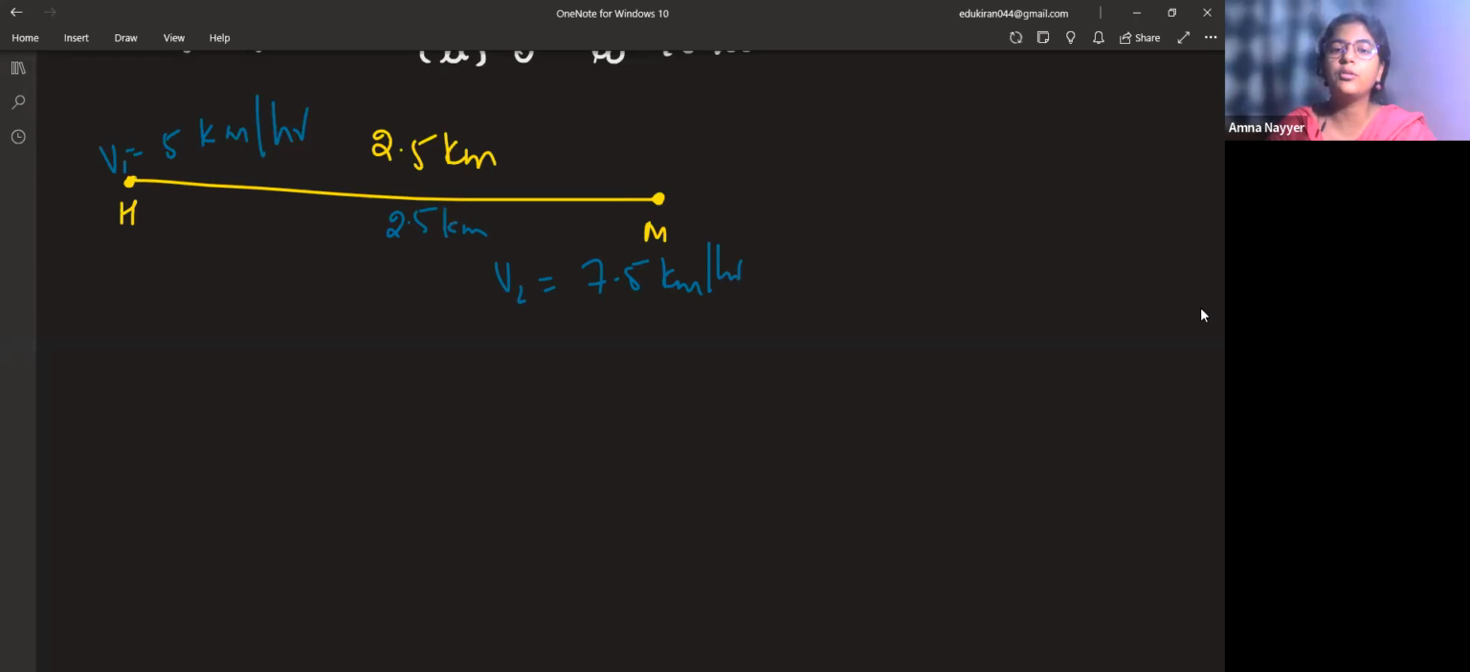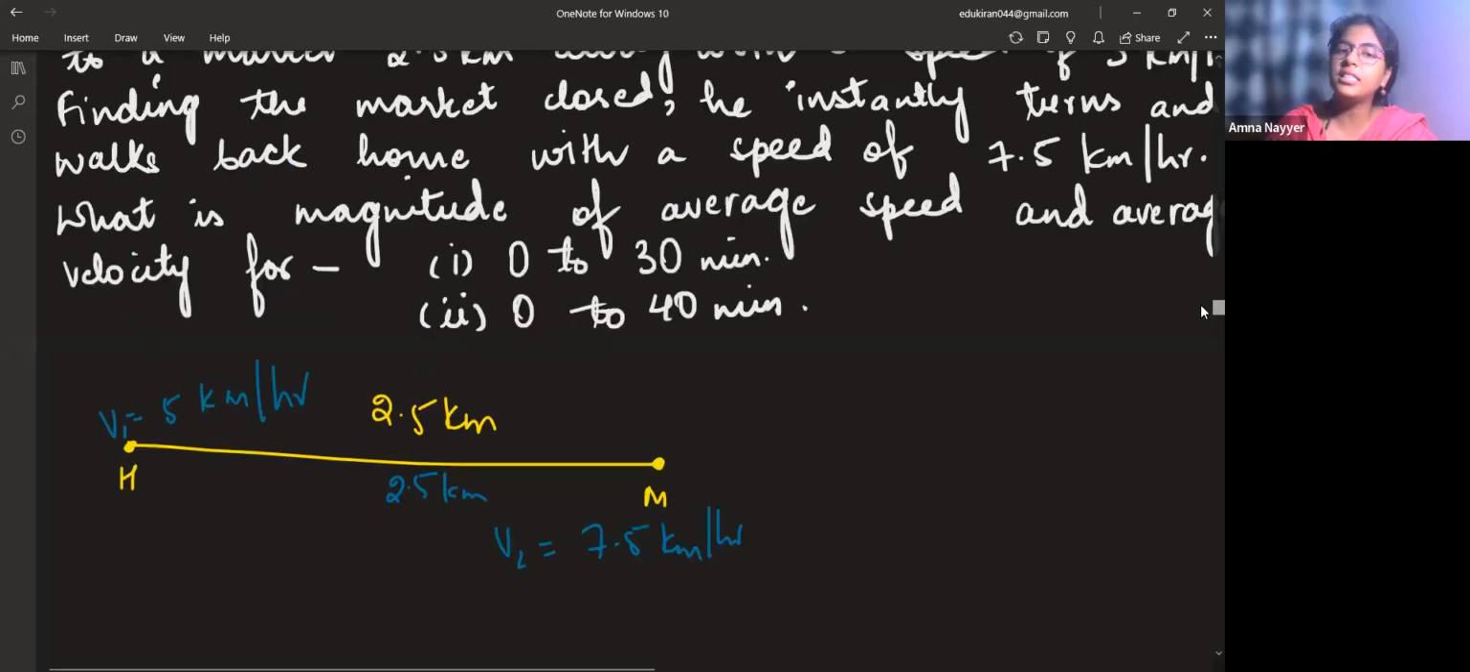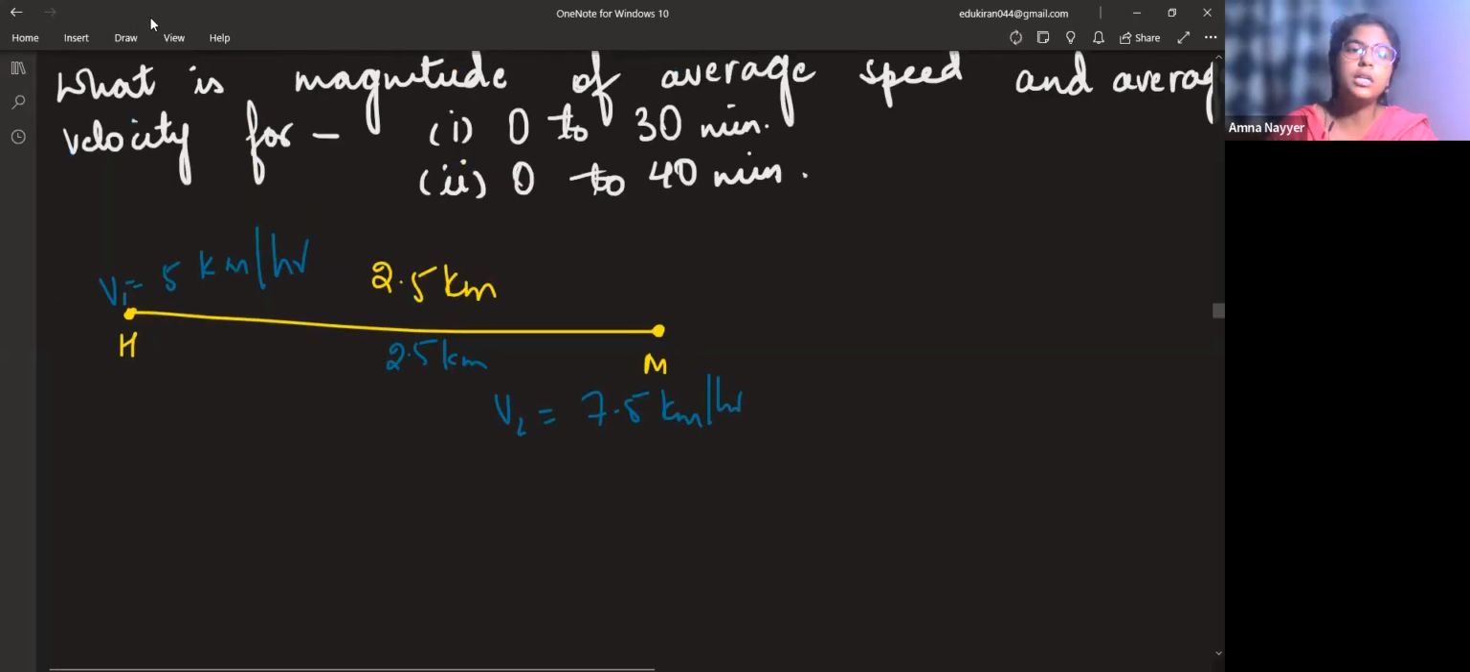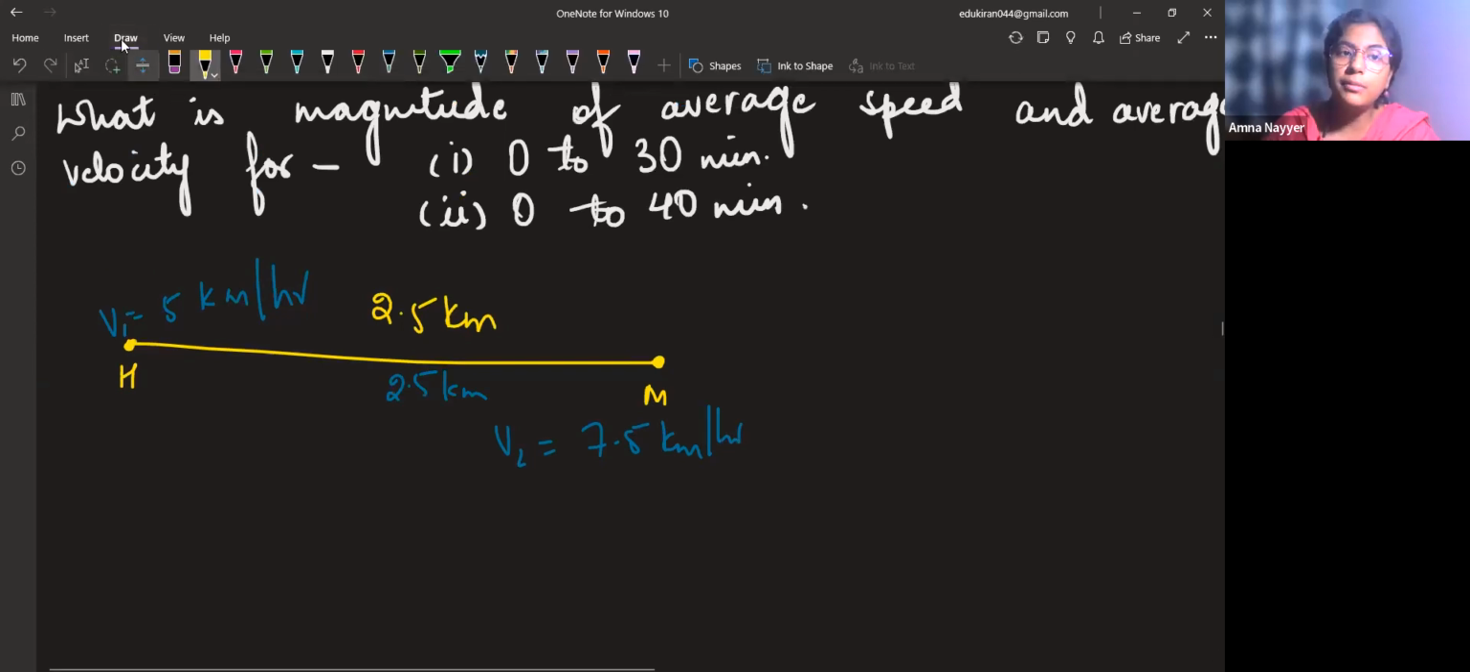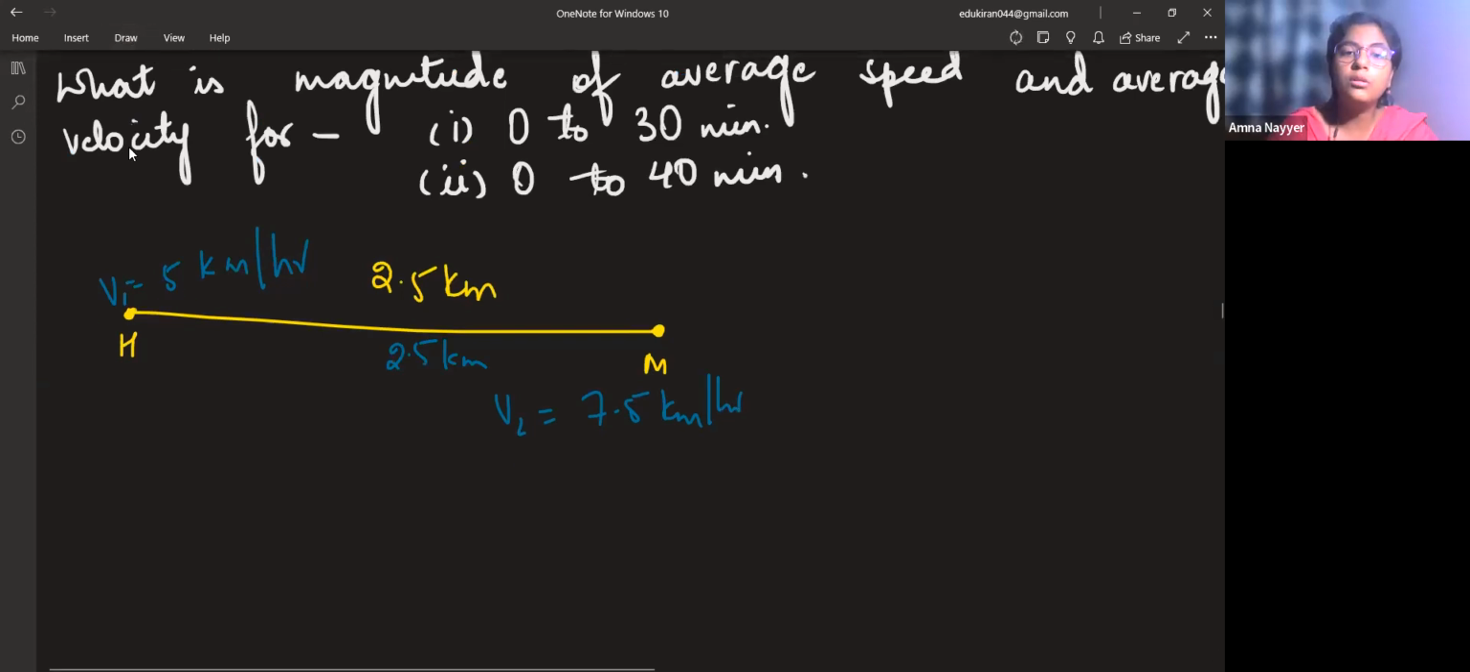Now, what do you have to find? You have to find the average speed and average velocity for 0 to 30 minutes. Now the time is given. How do we know at which time the person is situated exactly there? So let us see from home to market how much time it takes for the man. So at least we'll have an idea where 30 minutes lies, where 40 minutes will lie.